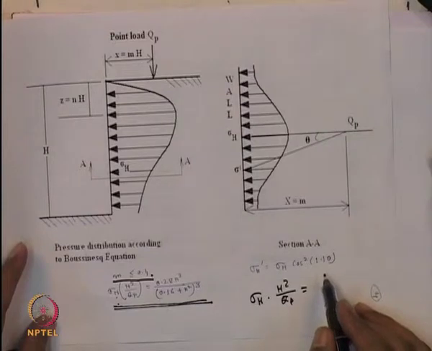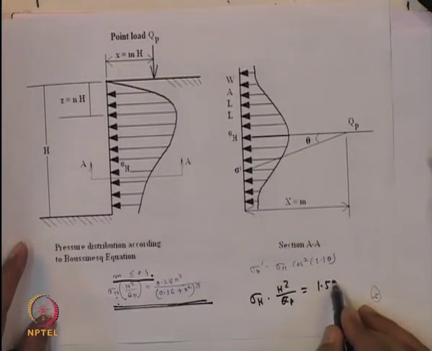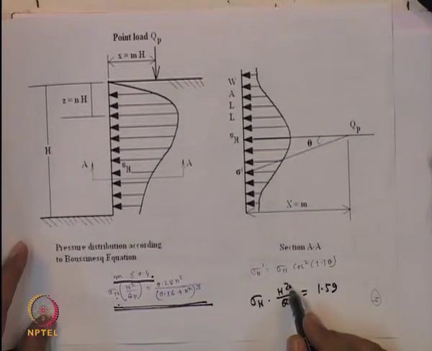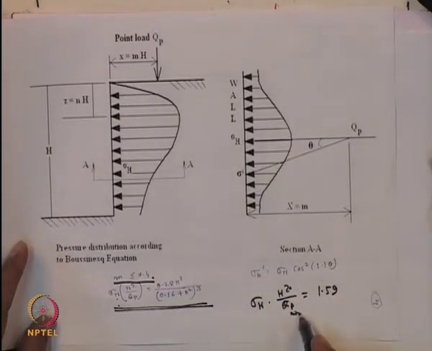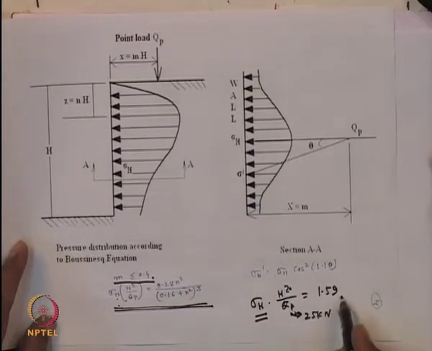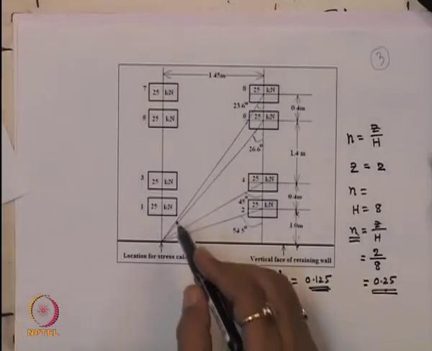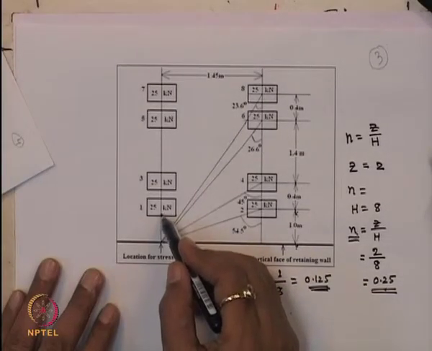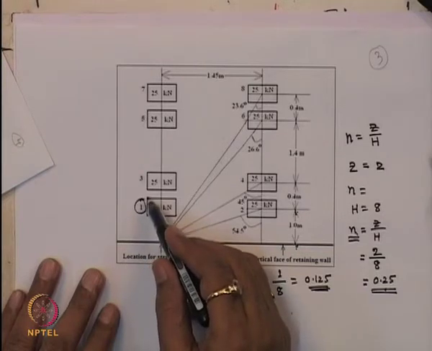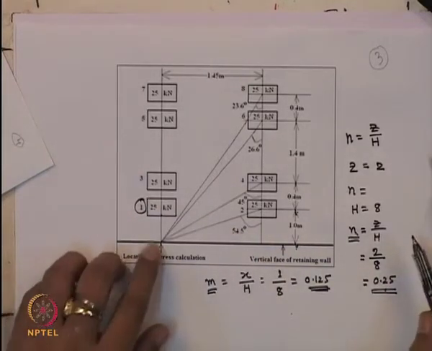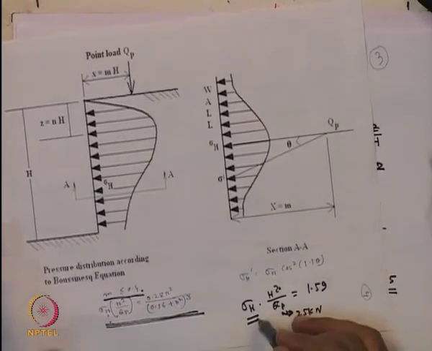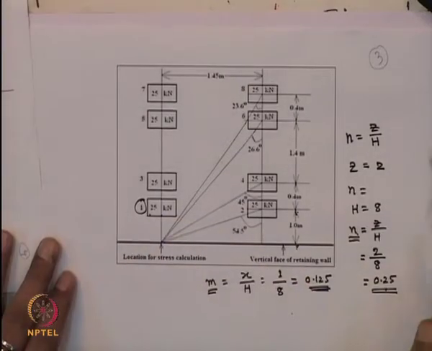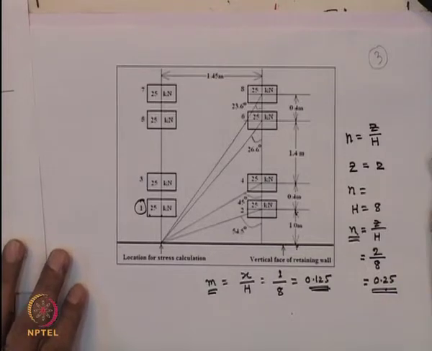So sigma h into h square by qp is equal to some value. Let us say for 2 it is 1.59. So h is known, 8 square, and qp you know for that wheel is 25 kilonewton. So you can calculate the sigma h for the wheel. Let us say we want to calculate for wheel number 1.